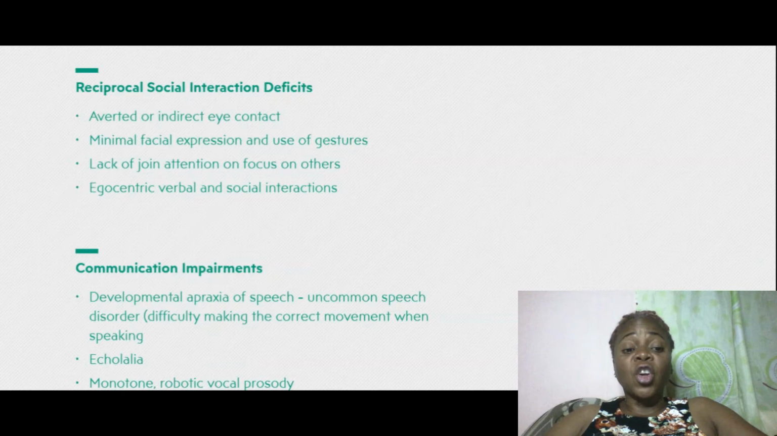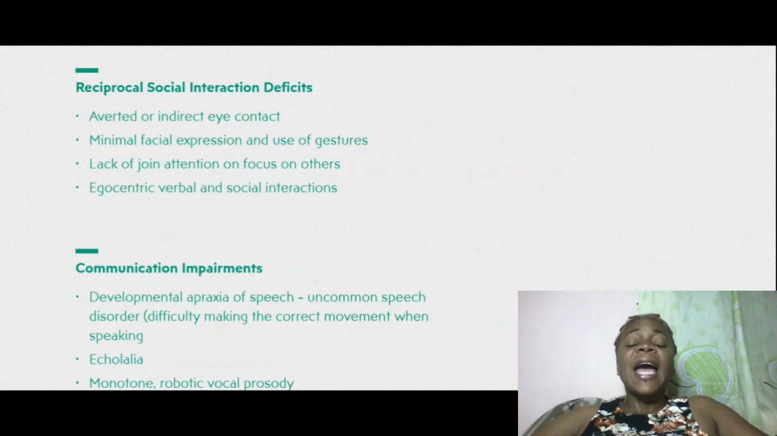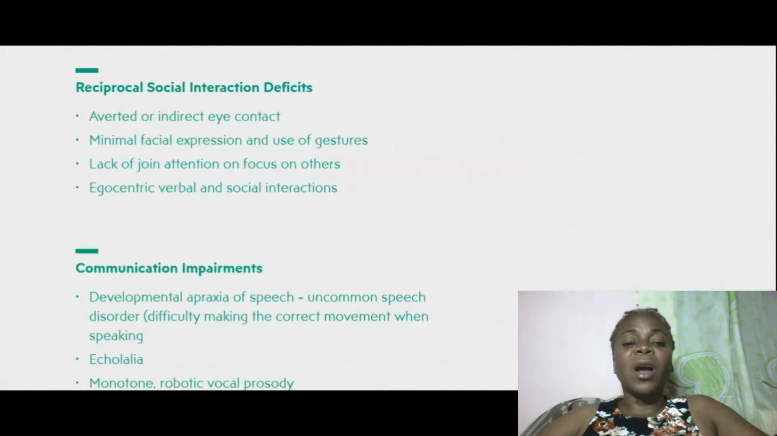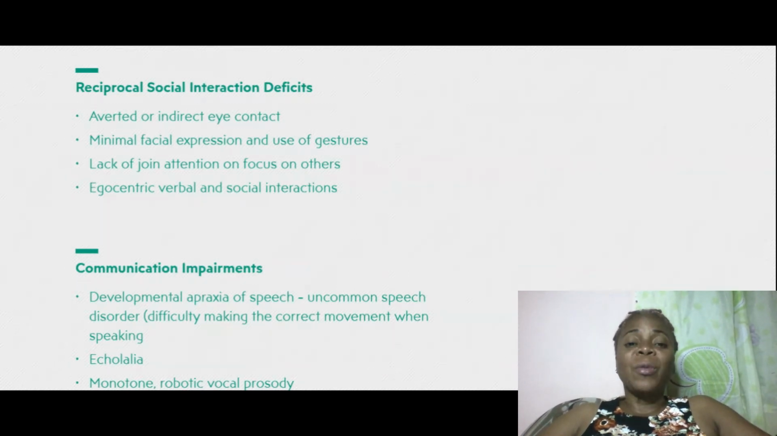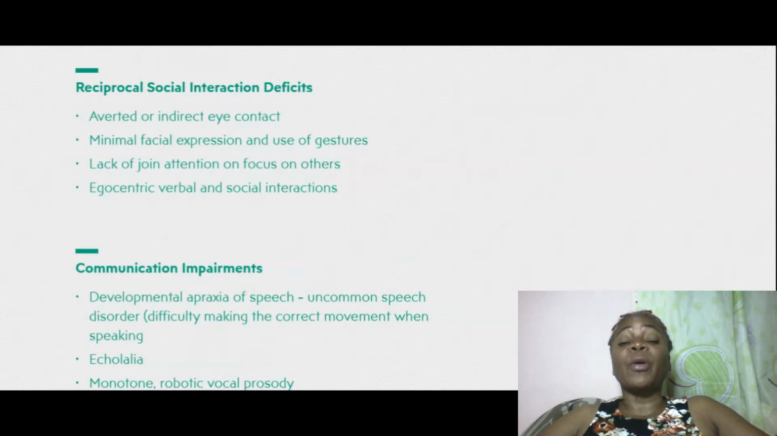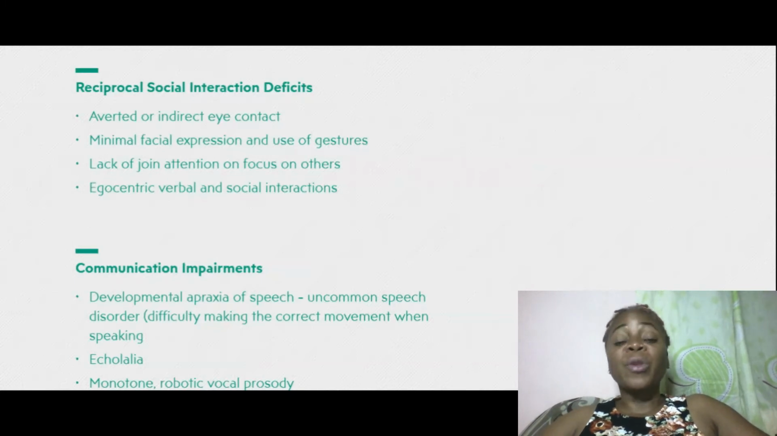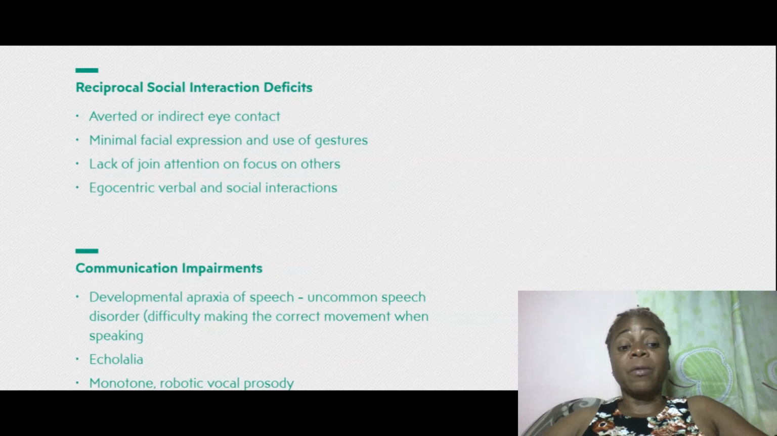So I want to move on now to communication impairments. And for communication impairments, we have what we call developmental apraxia of speech. This is an uncommon speech disorder where the child will have difficulty making the correct movement when speaking. So they can't match their speech with their movements, and that is caused within the brain, right?